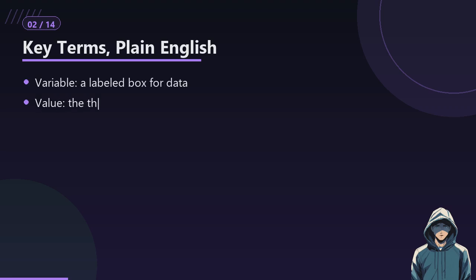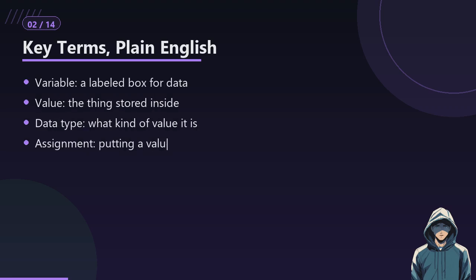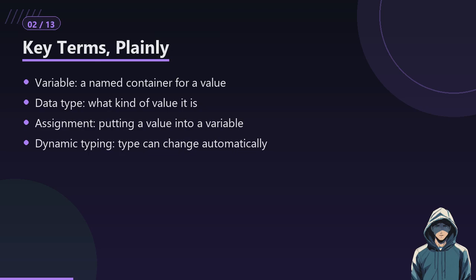Let's define our words before we use them. A variable is just a name that points to some value. A data type describes what that value actually is, like a number or a word. Assignment is the act of giving a variable its value, and dynamic typing means Python figures out the type for you.